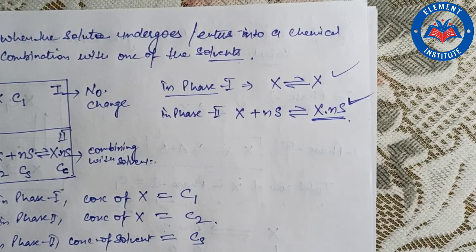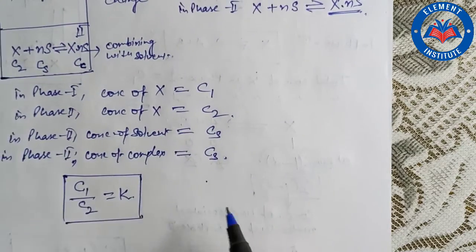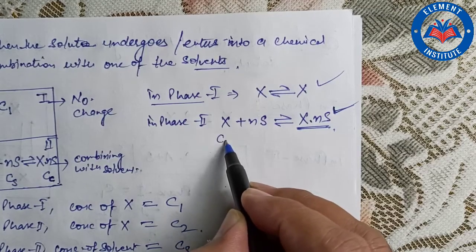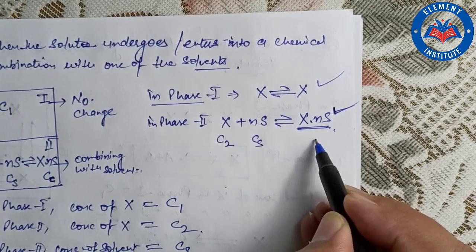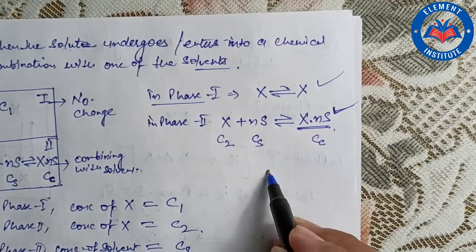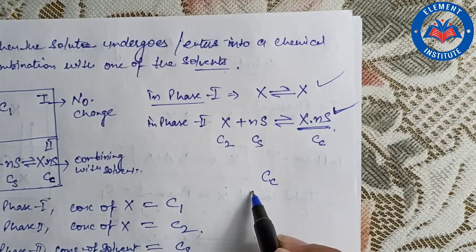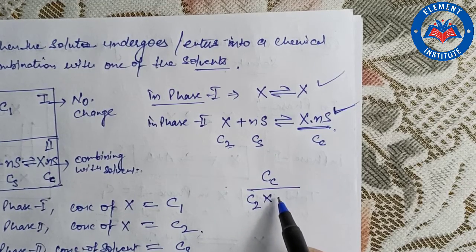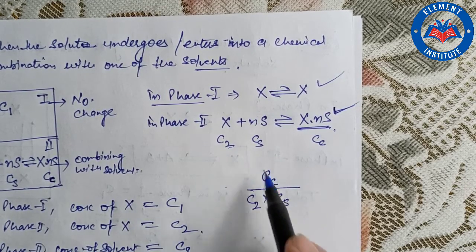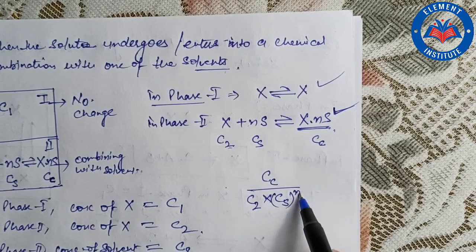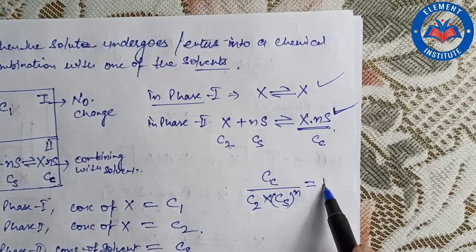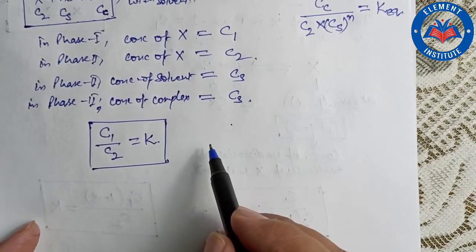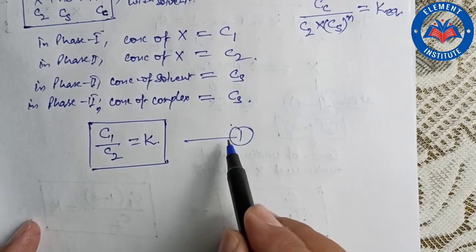what is the law of chemical equilibrium? It is the concentration of products upon the concentration of the reactant. Now here we have the concentration C2, it is CS, it is CC. So the concentration of the product, that is CC, upon concentration of the reactant, that is C2 into CS, and N molecules are there, so it will be raised to power N. It will be equal to K equilibrium. I am writing here again. Let this equation be number 1.